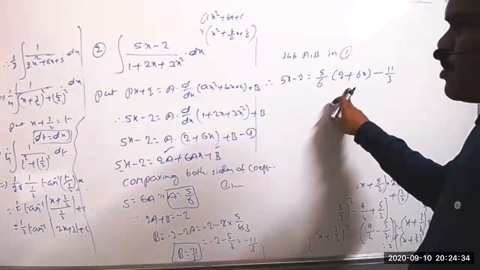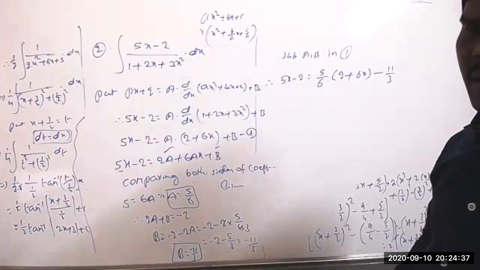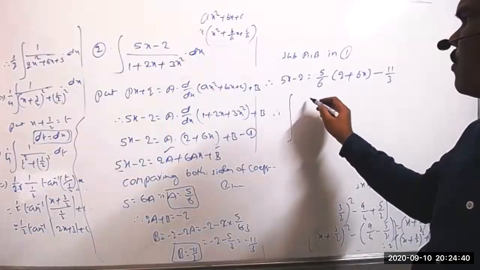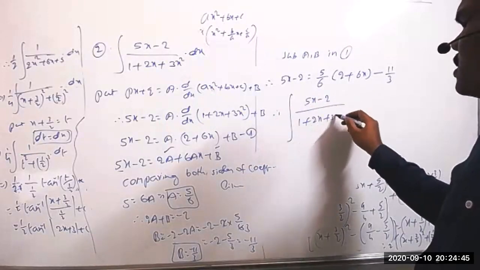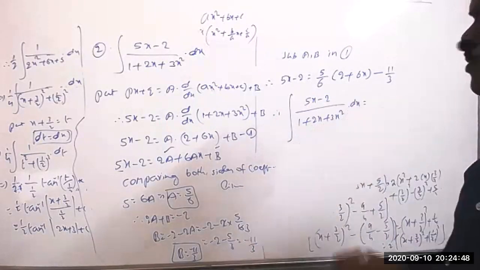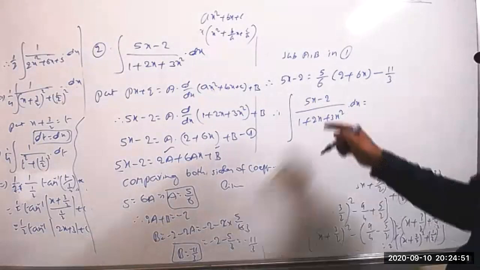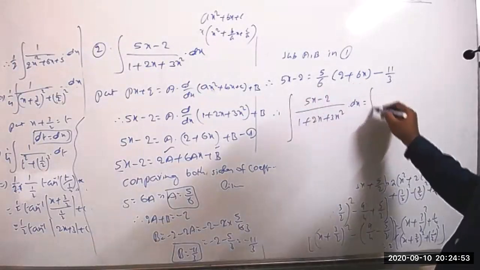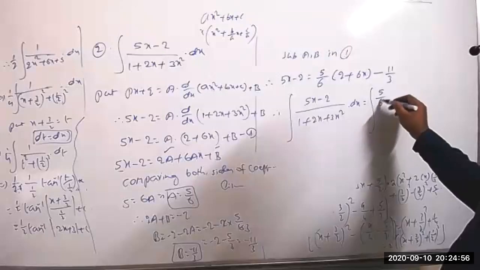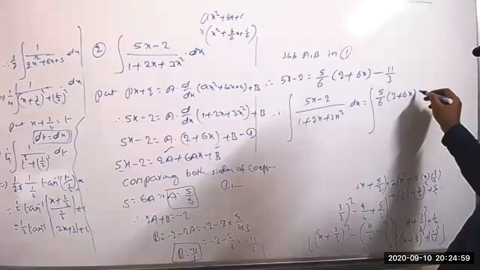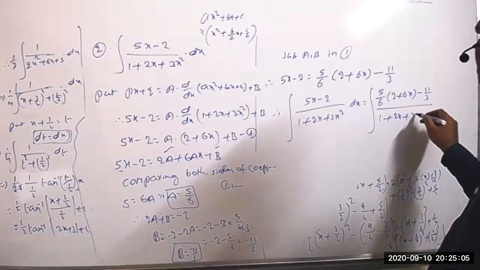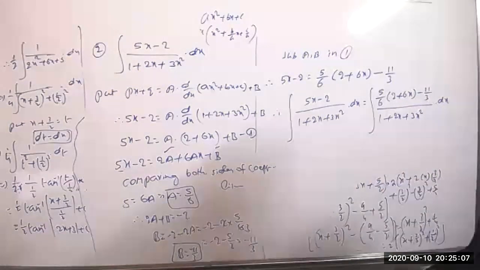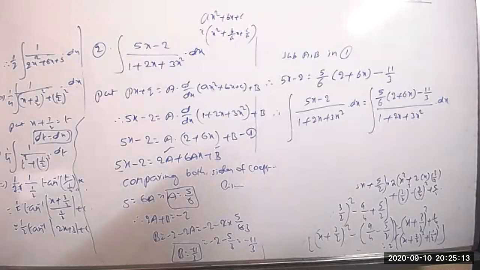Now this one you can substitute in the given integration. So therefore, integration of (5x minus 2) by (1 plus 2x plus 3x square) into dx is equal to, just now we got the value of 5x minus 2, you can substitute here now, the complete thing. So 5 by 6 into (2 plus 6x) minus 11 by 3, whole by (1 plus 2x plus 3x square) into dx.